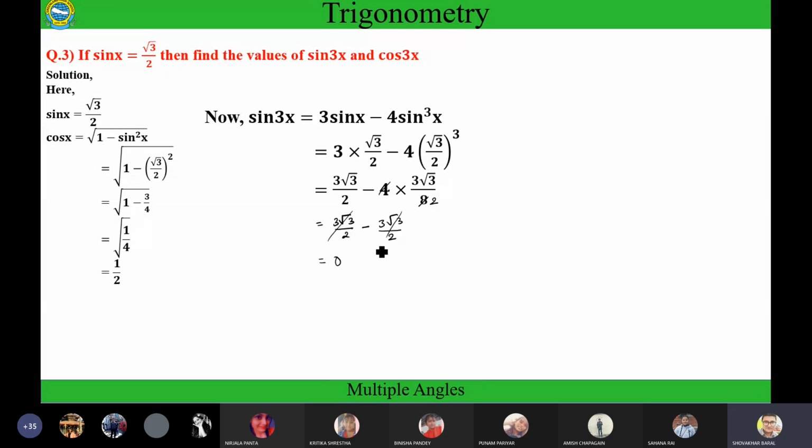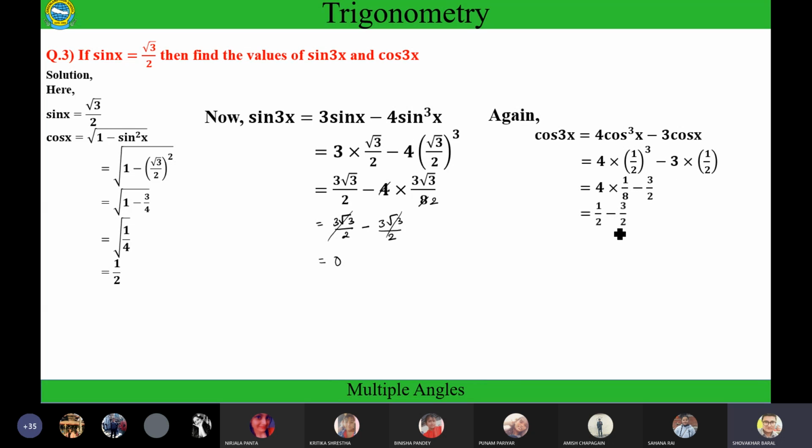Okay, so let's continue with the next one, cos 3x. Cos 3x is equals to 4 cos cube x minus 3 cos x, as rightly said by Nirjala earlier. So 4 times 1 by 2 cube minus 3 times 1 by 2, 4 times 1 by 8 minus 3 by 2, 1 by 2 minus 3 by 2, this is equals to 1 minus 3 by 2, and further if you simplify it will be minus 2 by 2 and the value will be minus 1.